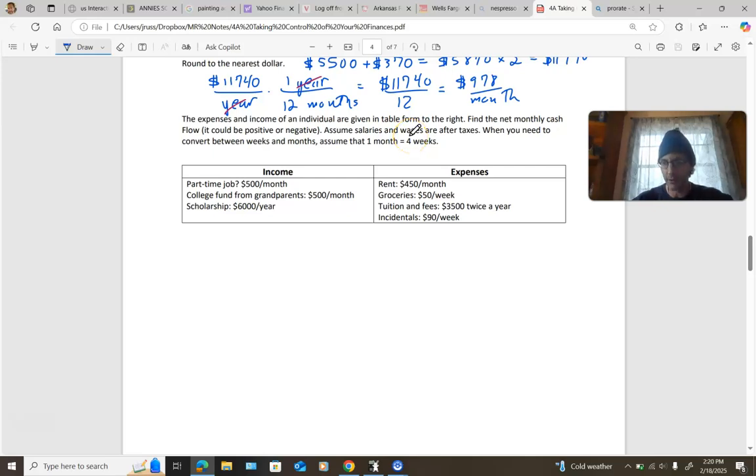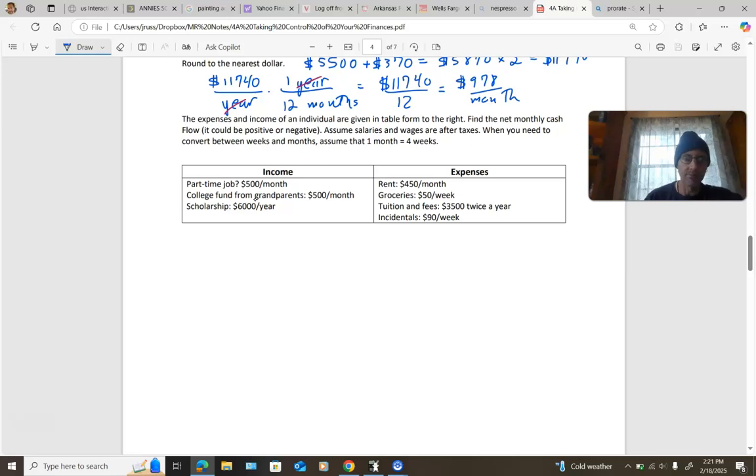This is technically not true, but what I'm going to do is start looking at the income column. Anything that's not given as income per month, I'm going to need to prorate. You can see here, income from the part-time job is already given, $500 per month. The college fund contribution from the grandparents is already given on a monthly basis. However, the scholarship is not. This is given on an annual basis, so we need to prorate this.